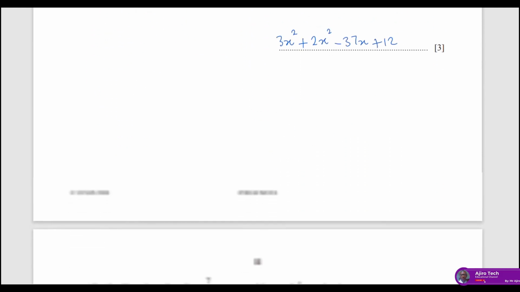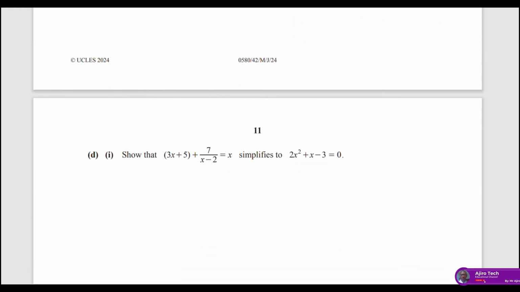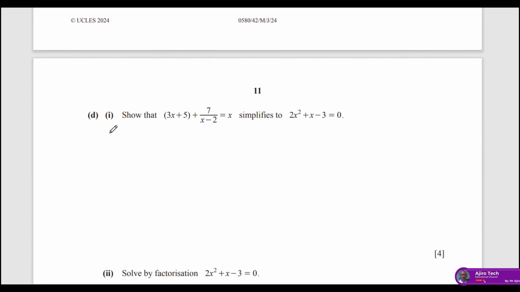The next one, show that, okay, let us show that this simplifies to this. We have 3x plus 5 plus 7 over x minus 2 equal to x. If you're solving the fraction, multiply every term by the LCM of the denominators. We have only one denominator here. So x minus 2 into 3x plus 5 plus 7, that's cancelled out. Okay, let me just show that you're multiplying it.